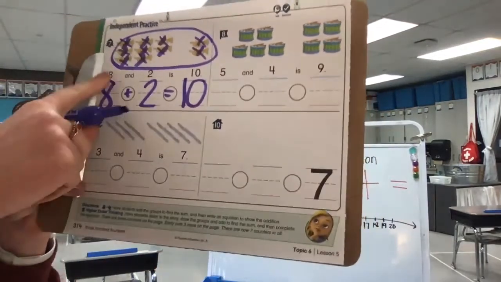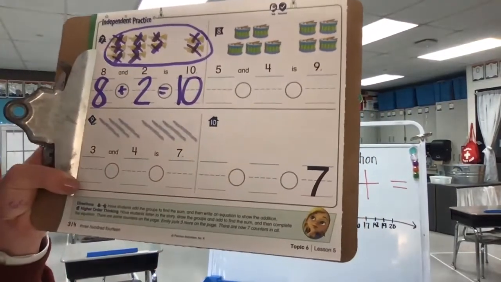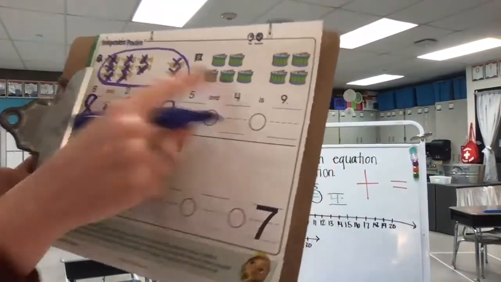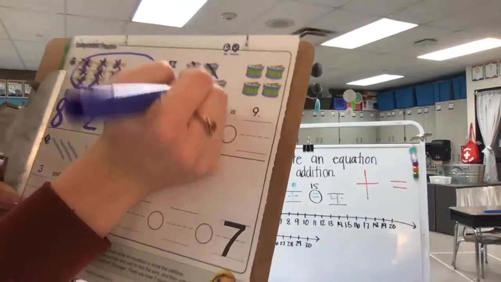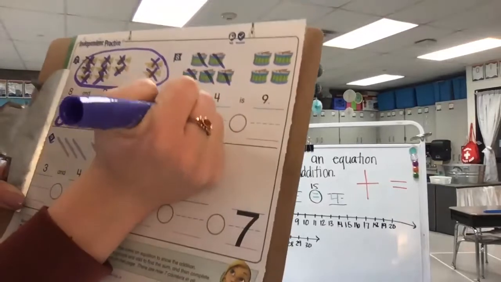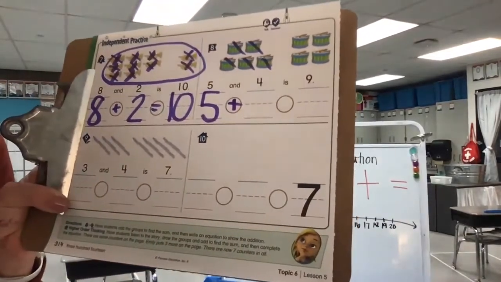Another way to read that is 8 and 2 is 10. Okay, let's go over to our green and blue drums. Let's count our first group. We have 1, 2, 3, 4, 5. And then we have our word "and," which shows us we're adding. So we'll put our plus sign in there.